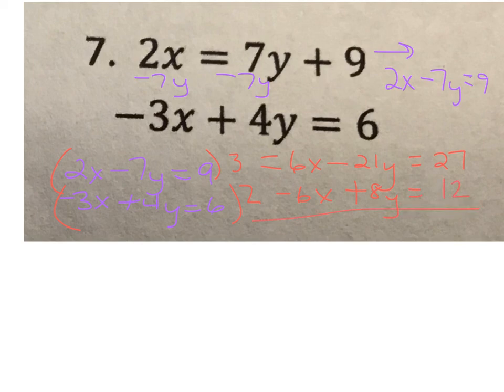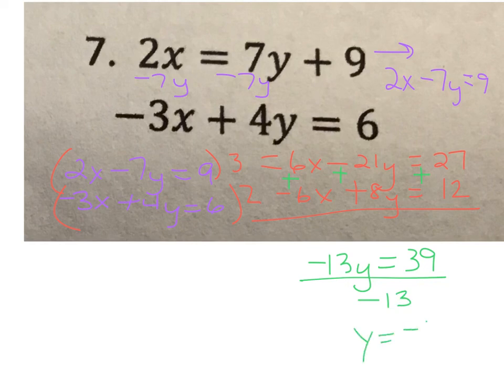Okay, so I've got a 6x and a negative 6x, so that means I'm going to add the two equations to get rid of my variable x. Negative 21y plus 18y gives me negative 13y. 27 plus 12 gives me 39. Divide both sides by negative 13. That gives me y is negative 3.